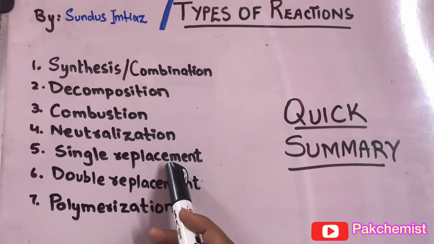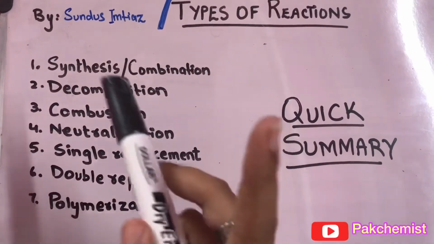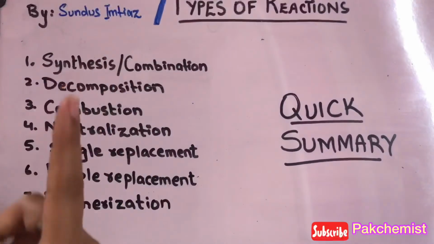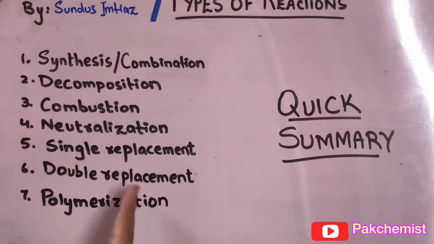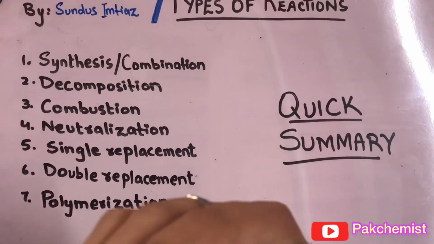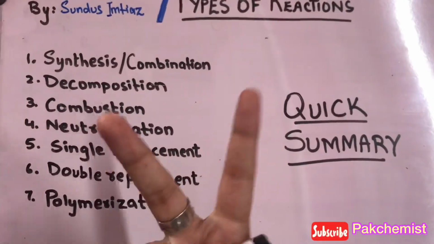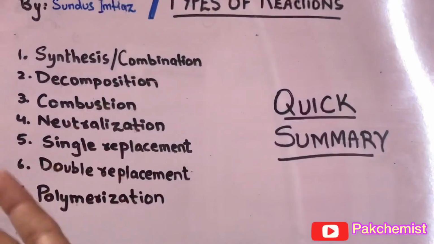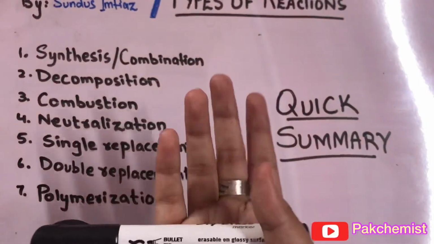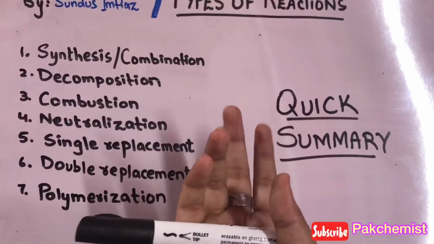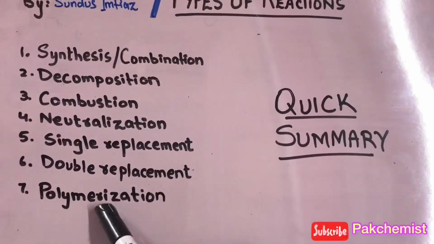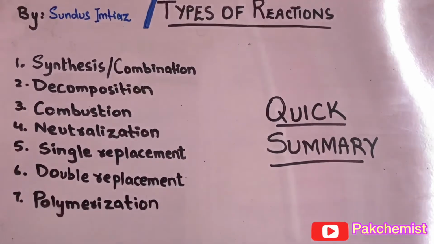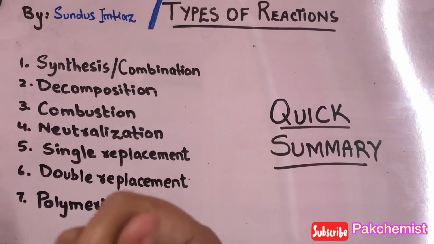Now the fifth one is a single replacement reaction, which means only one atom or one compound will switch its position. Now the double displacement reaction says that two atoms or two compounds will switch their positions, and the reaction will be a double displacement or replacement reaction. The last one is polymerization, in which many monomers will combine together, join together, and form a polymer, which means many unit molecule.